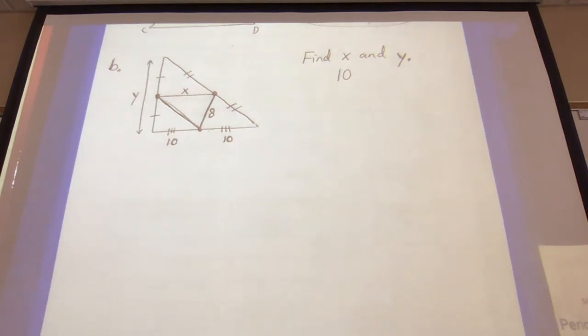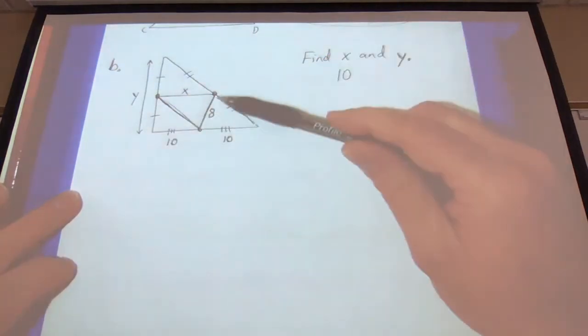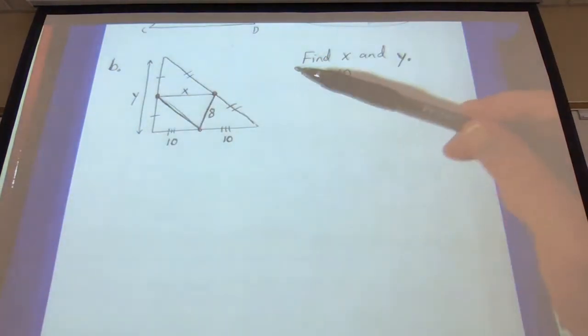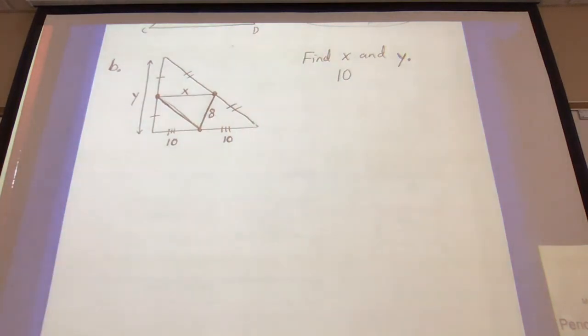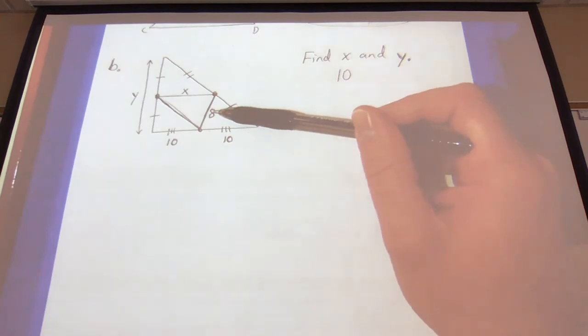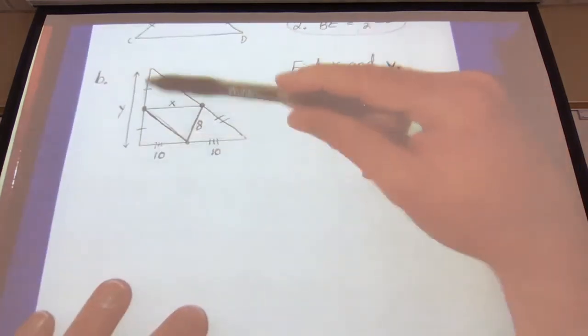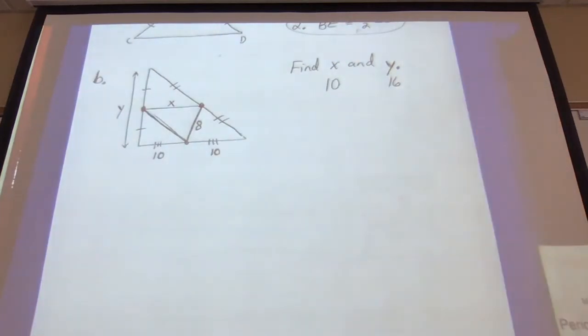And then to get Y, we have to go the opposite direction. Y is the entire third side. They tell us the mid-segment is 8. Now, if you remember, your mid-segment is half the length of the third side. So if this mid-segment here of 8 is half the length of the third side, what would this entire side have to be? 16. Okay.